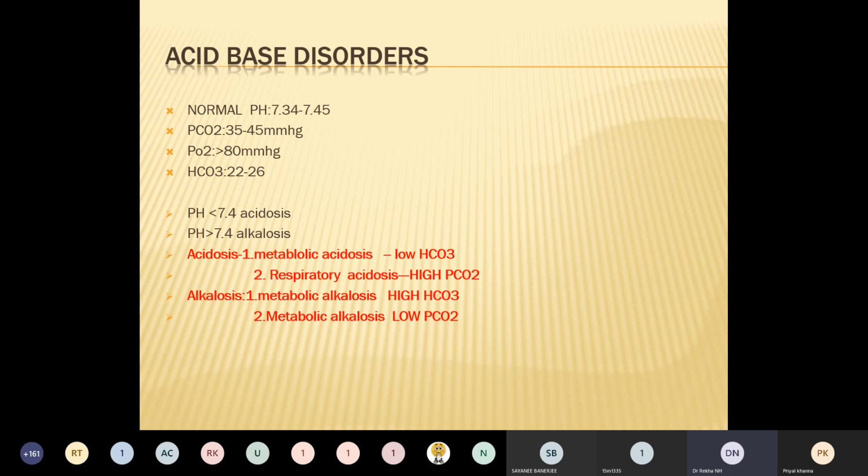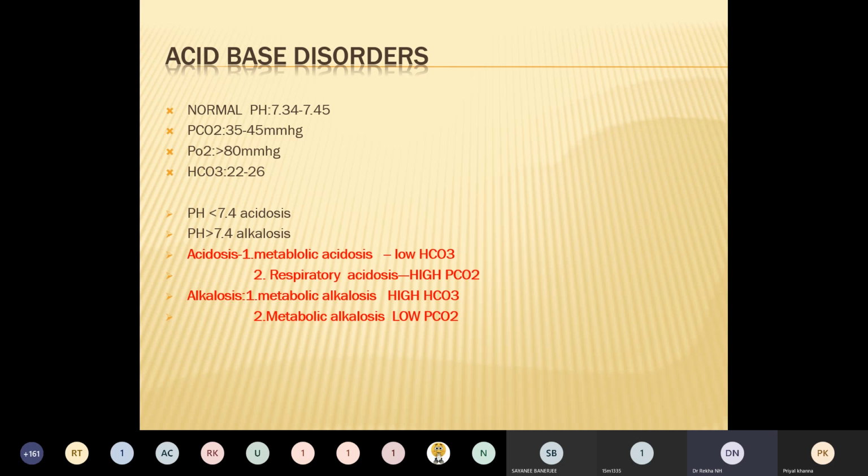Coming to the acid-base disorders. All of you know the normal pH is between 7.34 and 7.45. Normal PCO2 is 35 to 45 mmHg. Normal PO2 should be more than 80 mmHg, and the expected bicarbonate in a normal individual should be 22 to 26 milliequivalents. A pH of 7.4 is considered for calculation purposes. A pH less than 7.4 is acidosis; more than 7.4 is alkalosis.